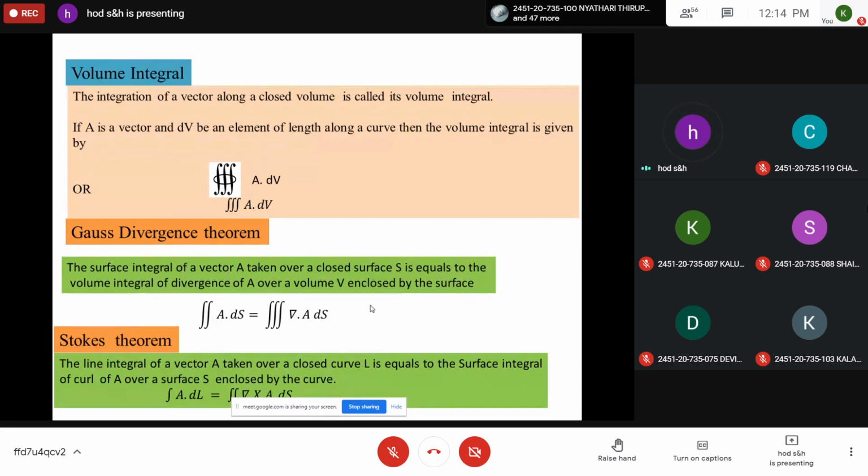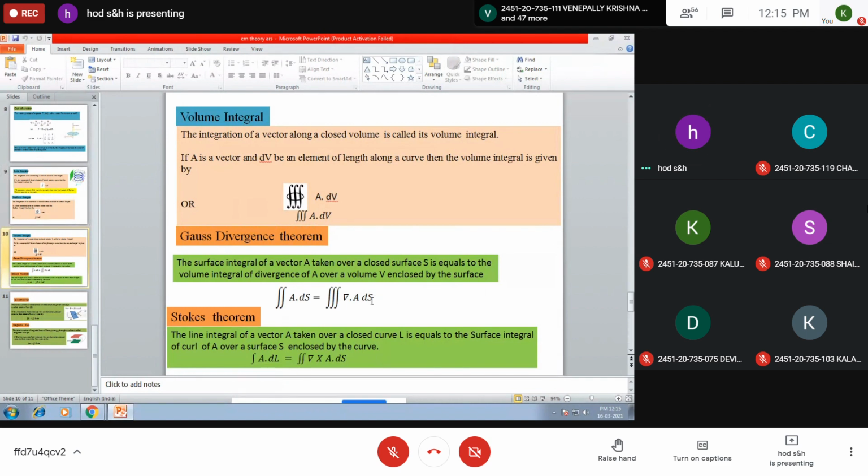According to this theorem, you should listen carefully. The surface integral of the vector A, a double integration of A over a closed surface, that's why we took double integration of A dot ds, is equal to the volume integral. The volume integral is a triple integration of the divergence, that's why we took del dot A, over the volume enclosed by the surface. This is called the Gauss divergence theorem. Sorry, it is not ds, it is dv. I will correct this one. Triple integration of del dot A dv. This is the Gauss divergence theorem.